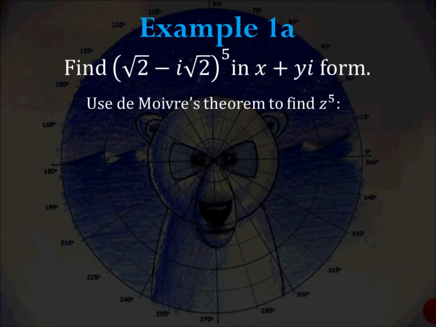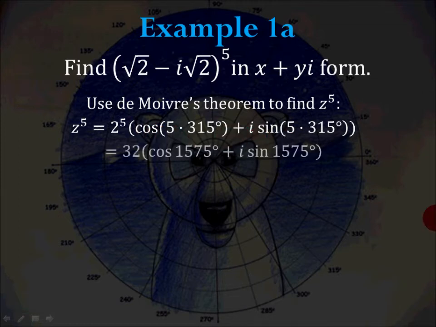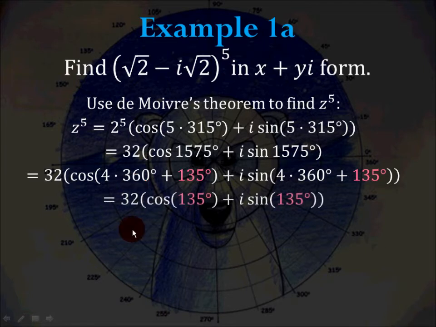Now we have to use de Moivre's theorem to find z to the fifth. So we're going to take z to the fifth equals r to the fifth, which in this case is 2 to the fifth, times the quantity cosine 5 times 315 plus i sine 5 times 315. So that's 32, because 2 to the fifth is 32, cosine 1575 plus i sine 1575. Well, we don't like to see our degrees that big, so we're going to find the angle coterminal with 1575 that's between 0 and 360. So if you subtract 4 times 360, you're down to 32 cosine 135 plus i sine 135.